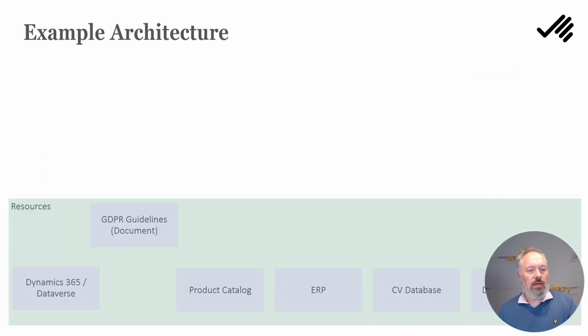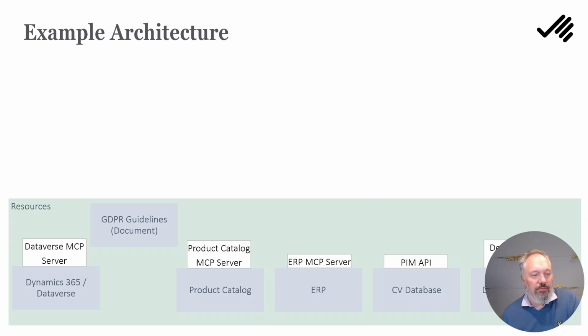An example architecture of this would be, for instance, if we have different resources. We have some GDPR guidelines, there's Dataverse, a product catalog, maybe an ERP system and a CV database, and then there's something behind me that we can't see right now. First of all, we add a couple of different MCP servers. In some cases, these MCP servers are supplied, for instance in the Dynamics 365 and Dataverse scenario. There are several different MCP servers: one for Dataverse, one for Dynamics 365 Sales, one for customer service, and so on. So there are separate servers here.